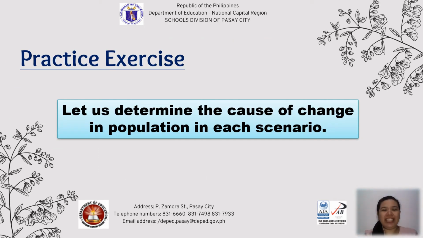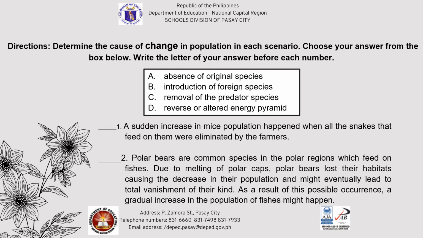Let us try this exercise. This exercise will help us to predict the possible effects of changes in the number of one population to another population living in the ecosystem. Directions: determine the cause of change in population in each scenario. Choose your answer from the box below. Write the letter of your answer before each number.